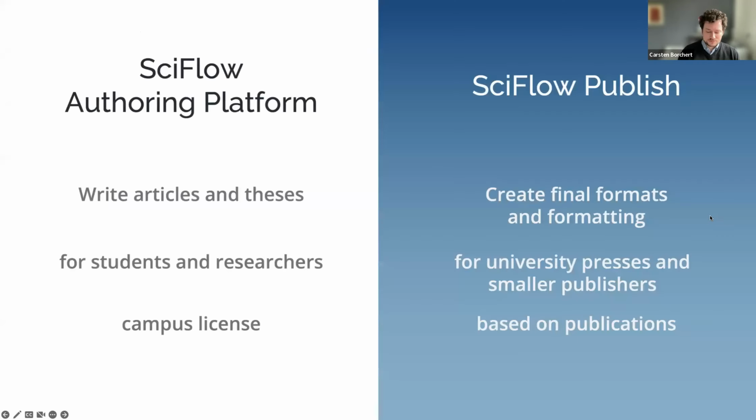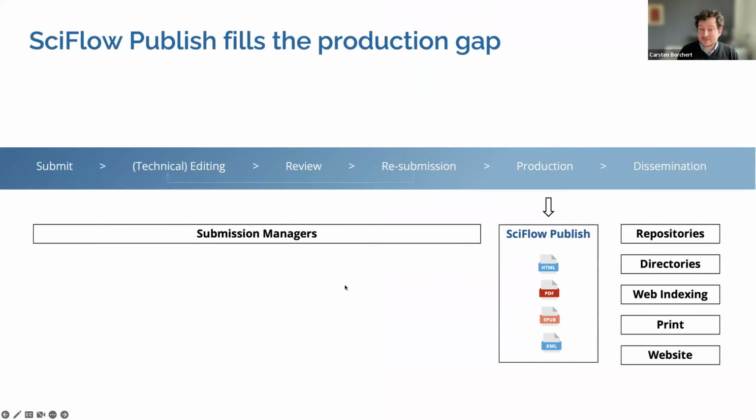Out there are already submission managers. University presses, institutional publishers often use OJS, for example, to cover the workflow from submission throughout the publication process. What OJS and other submission managers just don't cover is the part of the production. So to create the actual HTML, PDF, EPUB, XML, it's usually not possible with the submission managers. And exactly this is the gap I was talking about.